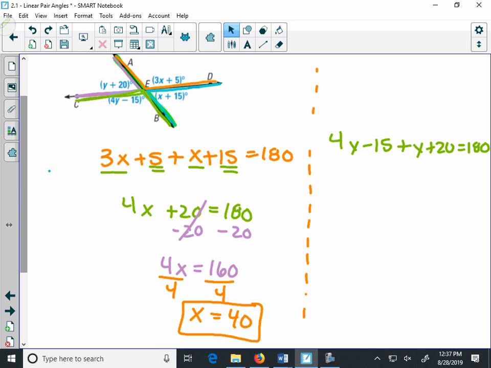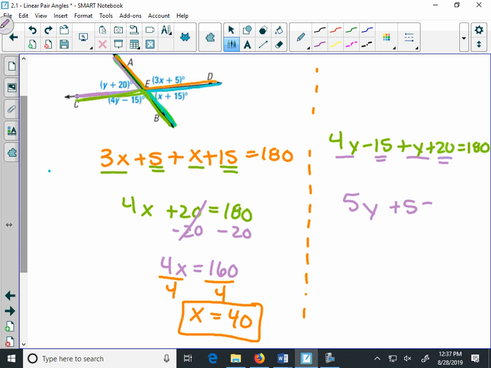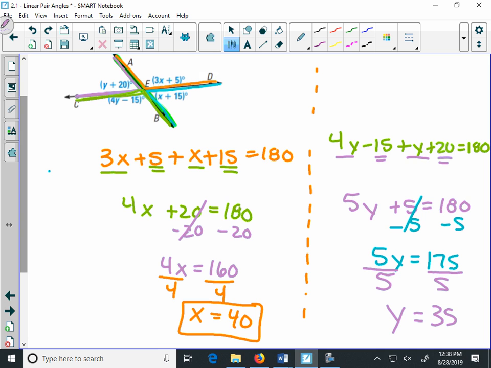And again, we just combine our like terms. Get 5y plus 5. Move the 5 over. Divide by 5. And y ends up equaling what? 175 divided by 5. Jordan? Wait. I think you get the answer there. 35. Oh, you're right.